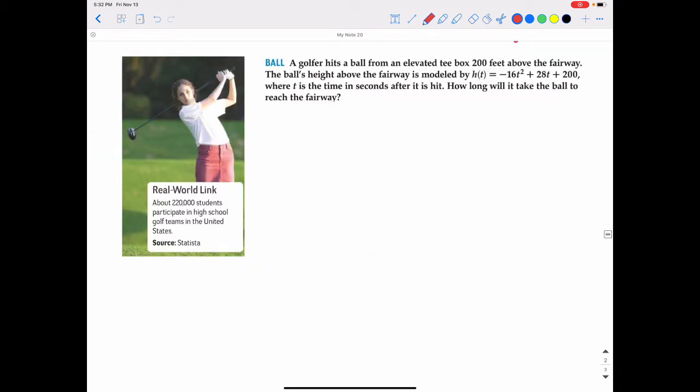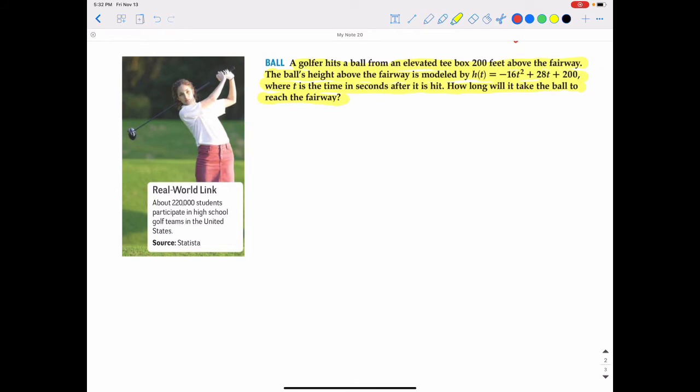Here's a real-life example, and again, with some of these real-life examples, sometimes it's best that we actually solve these using a graphing calculator. A golfer hits a ball from an elevated tee box 200 feet above the fairway. The height of the ball above the fairway is modeled by h of t equals negative 16t squared plus 28t plus 200, where t is the time in seconds after being hit. How long will it take the ball to reach the fairway?